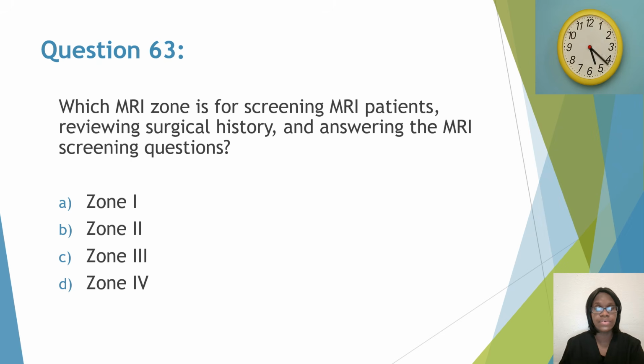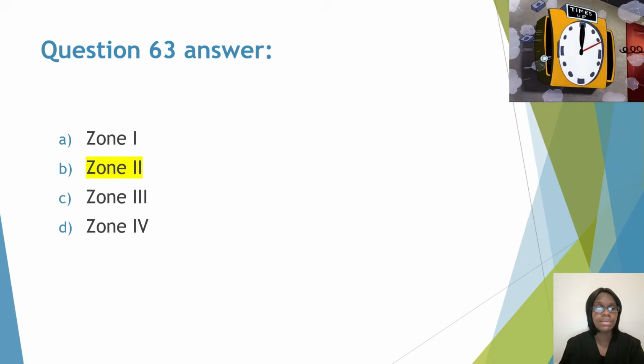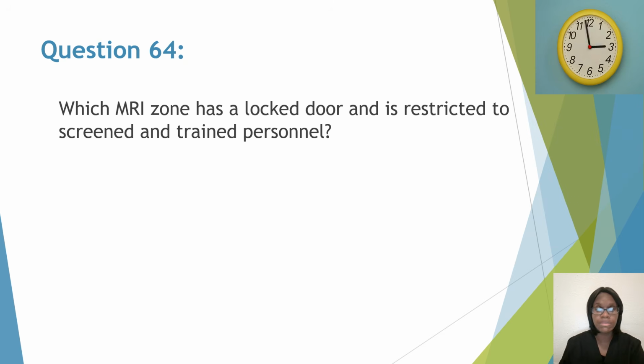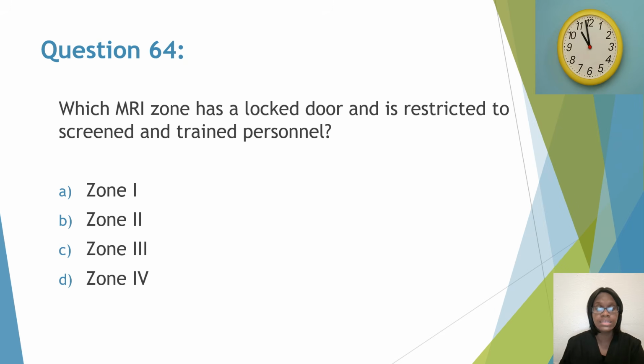All right, the correct answer is B. Zone 2. Question 64. Which MRI zone has a locked door and is restricted to screened and trained personnel? A. Zone 1. B. Zone 2. C. Zone 3. D. Zone 4.